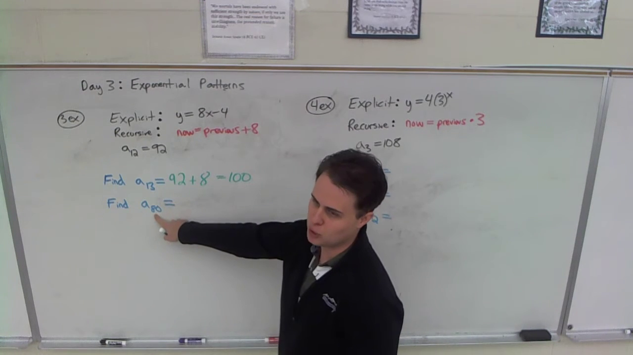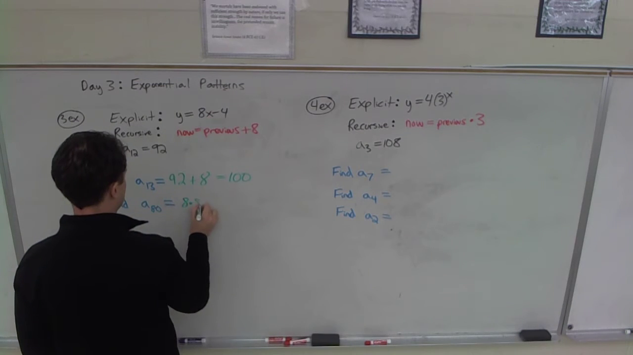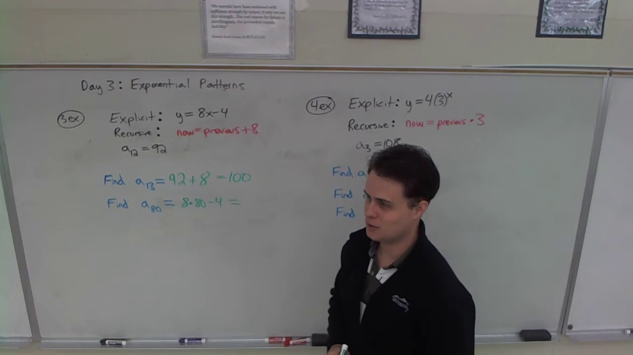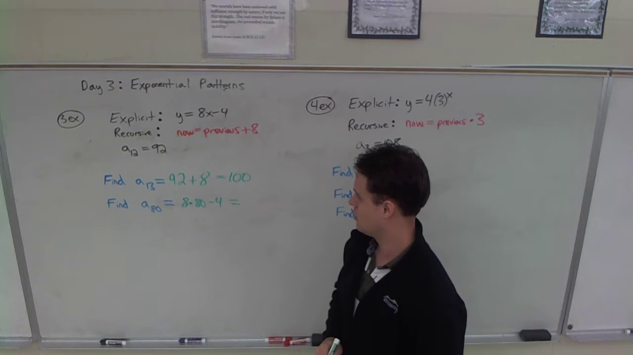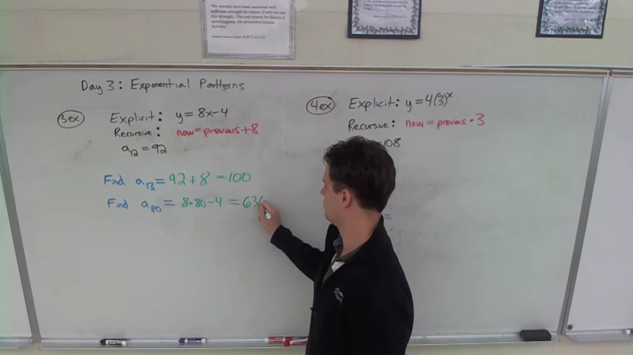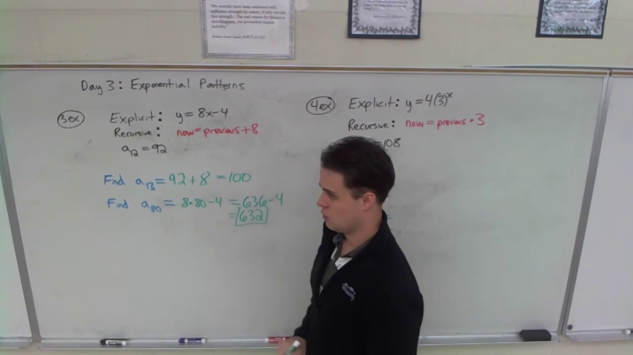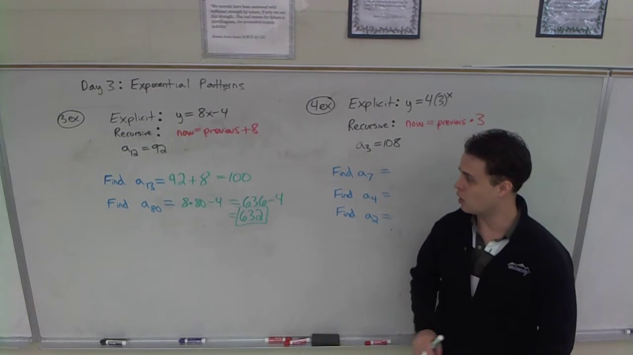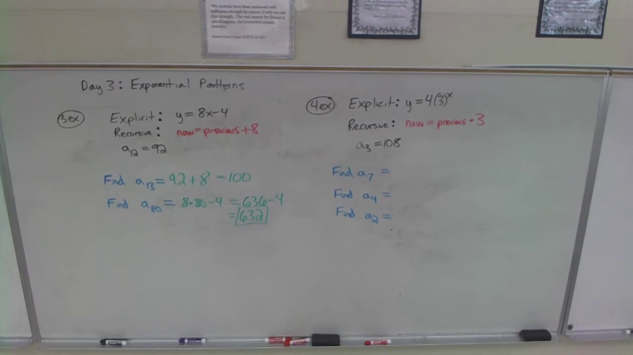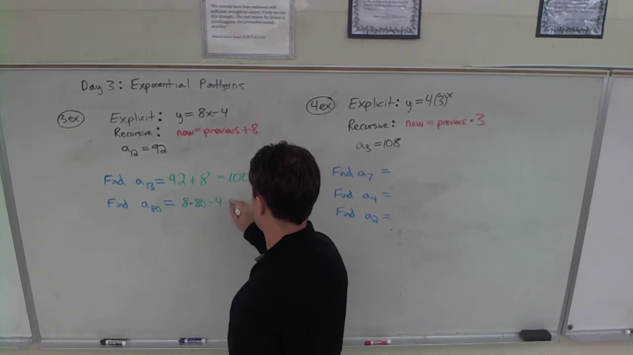I'm just going to take 80 and put it into the explicit. So I'm going to get 8 times 80, minus 4, and I'm going to use my calculator. 8 times 80 is 640, minus 4. Why don't you guys check that? It's 636. Yeah, the answer is 636. Okay, thanks, guys.